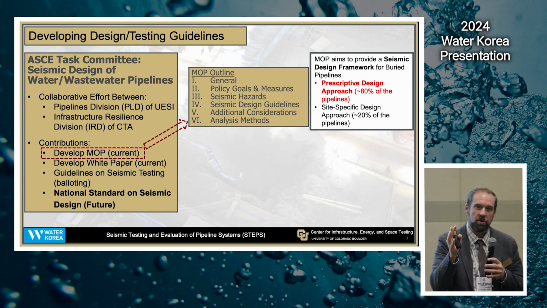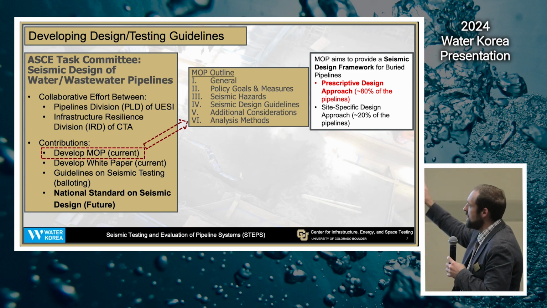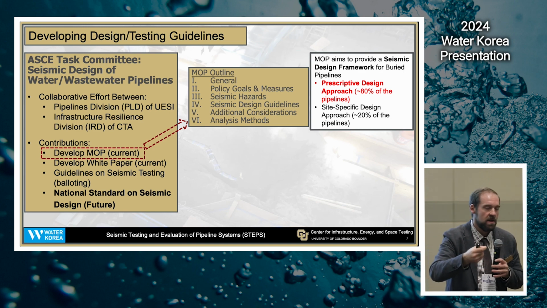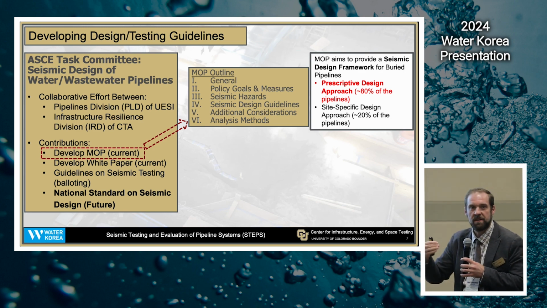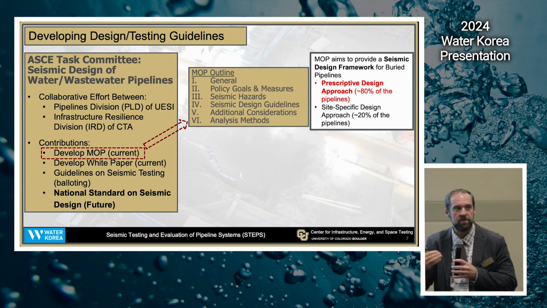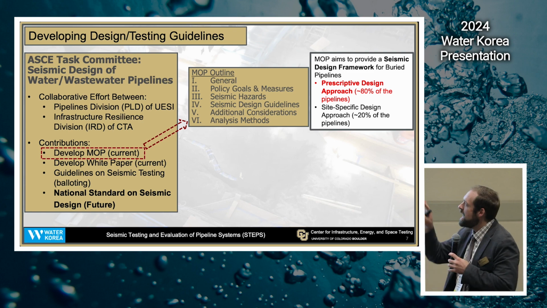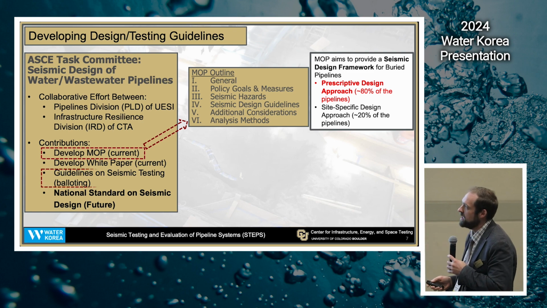There are tables and charts that make it as simple as it can be to have products that would work in different areas. And that's about 80% of the types of pipelines we want to design in seismic areas. And then there's some site-specific, when you have larger diameter or more critical systems, that we'd want to get into a little bit more detail. And so that's how the MOP is, in a very, very short overview of what it looks like.